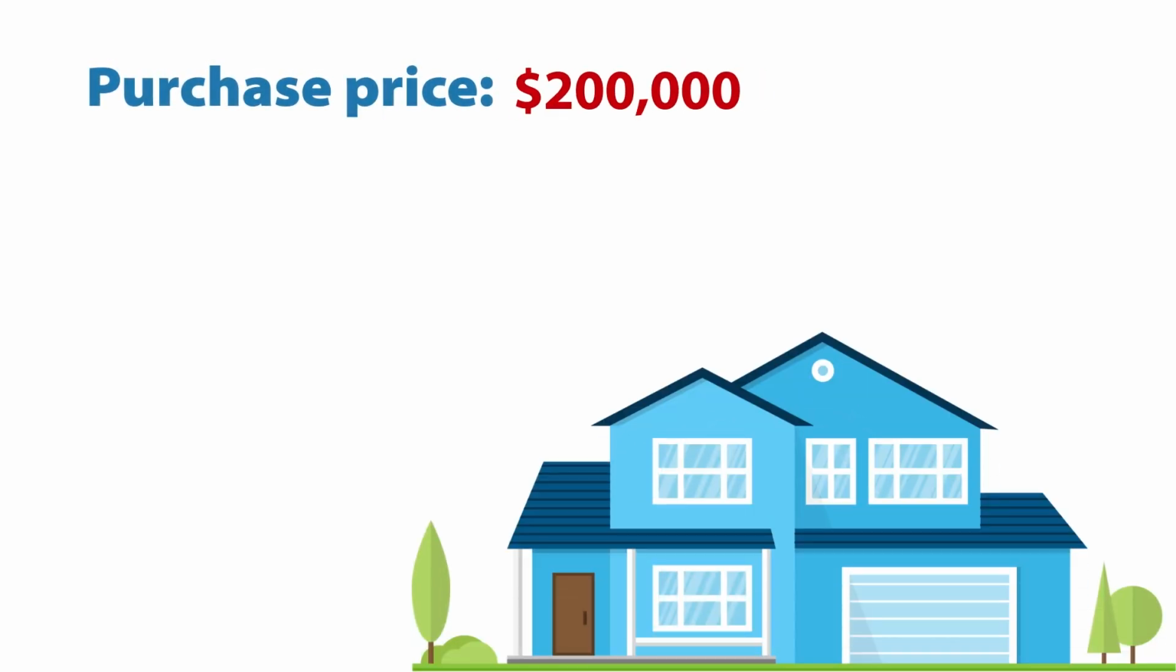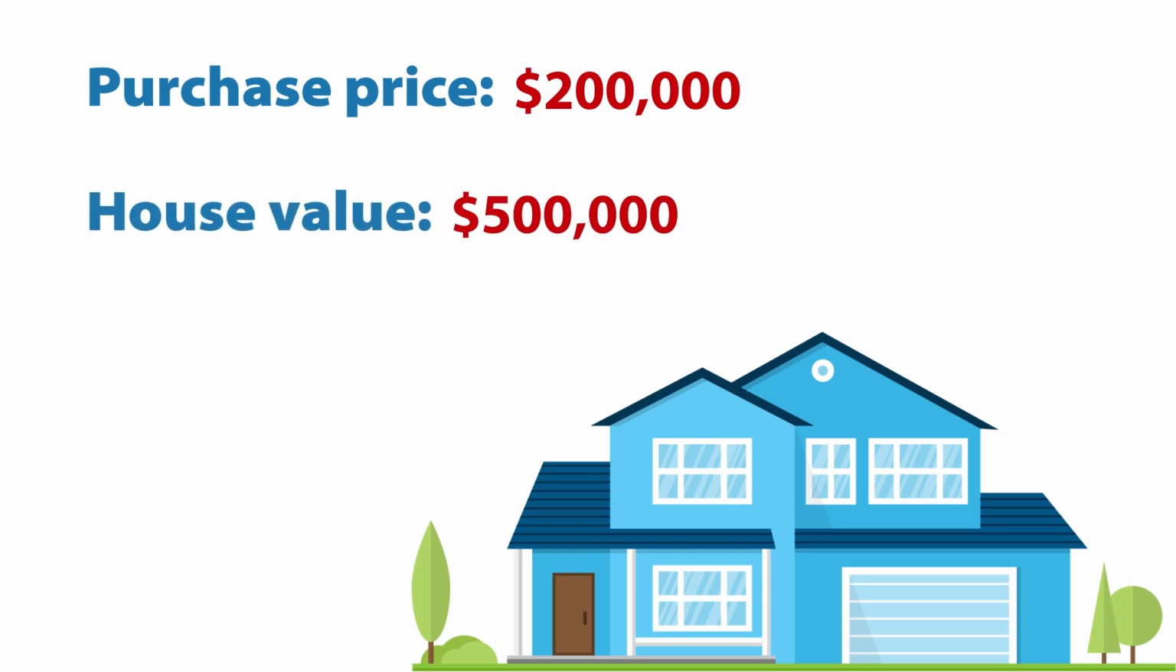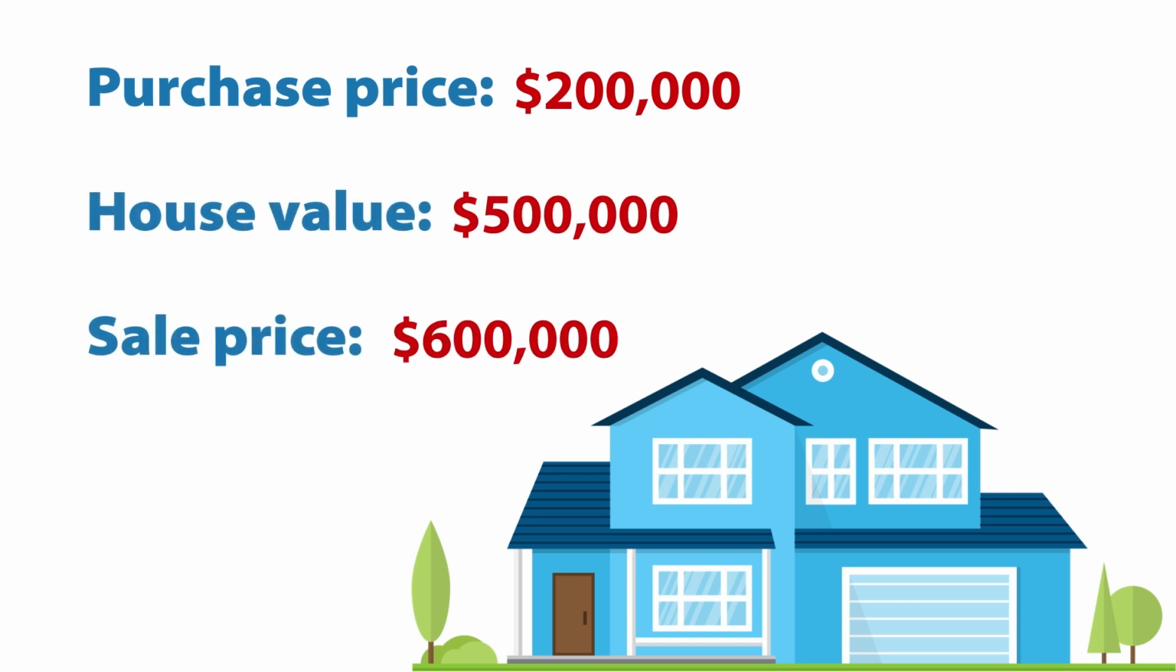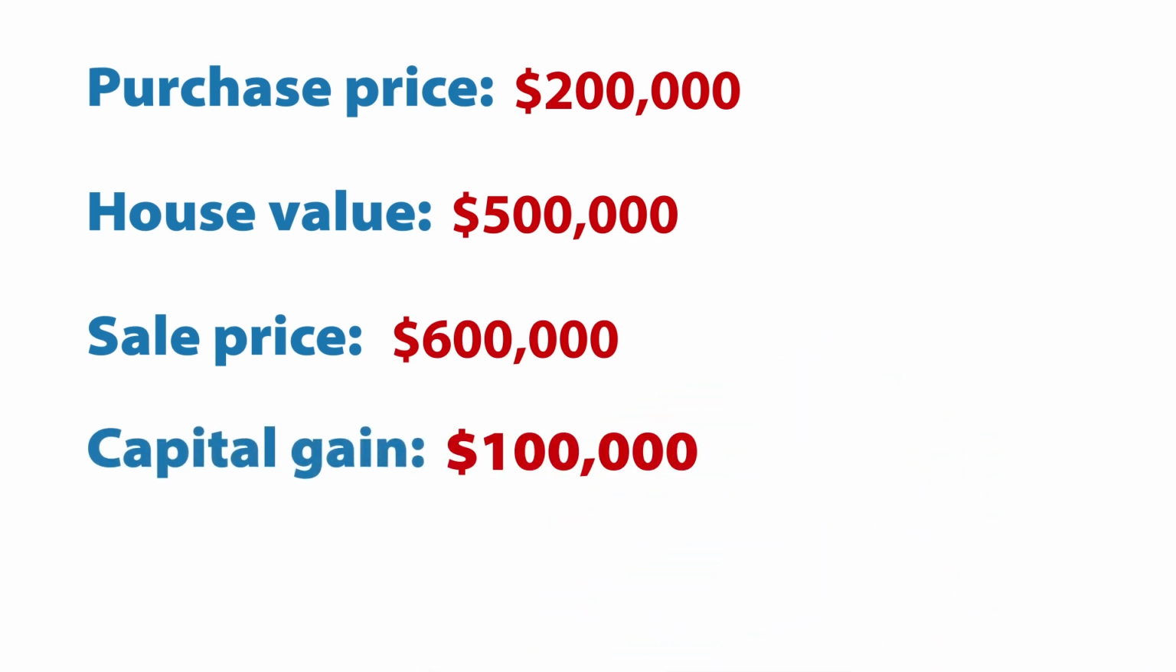This means that you'd pay capital gains tax only on how much the property's value increased since the grantor died, not how much it increased since the grantor bought it. This can significantly reduce the amount of capital gains tax owed. If the grantor bought the home for $200,000 and it was worth $500,000 when the grantor died, and then you sell it for $600,000, then you would pay capital gains tax on $100,000 profit instead of $400,000.